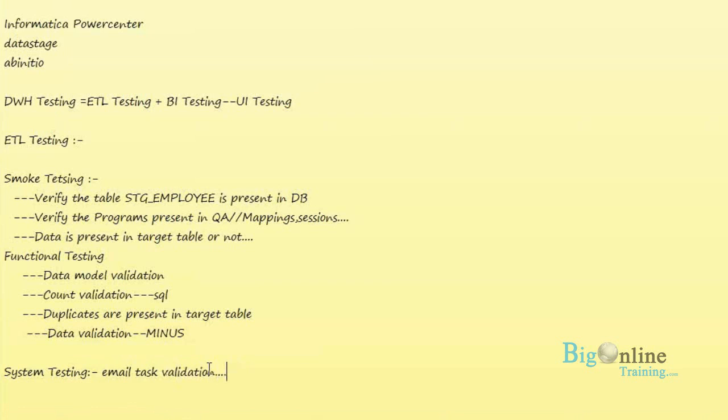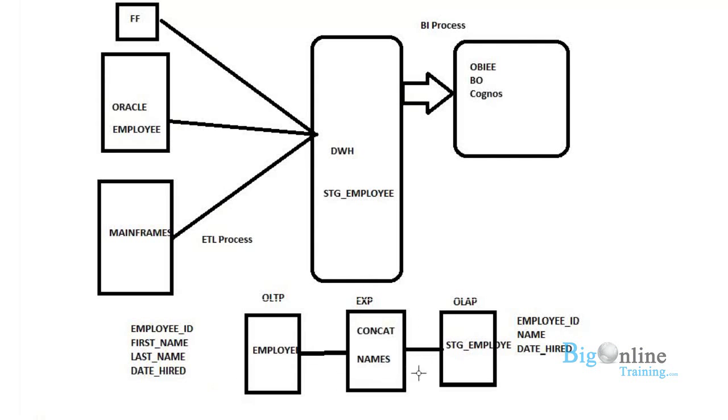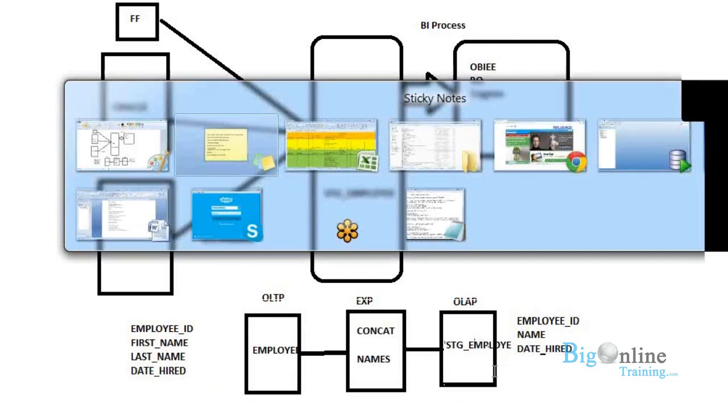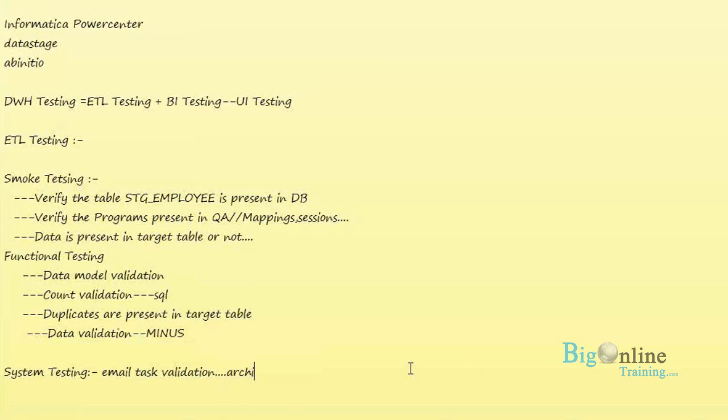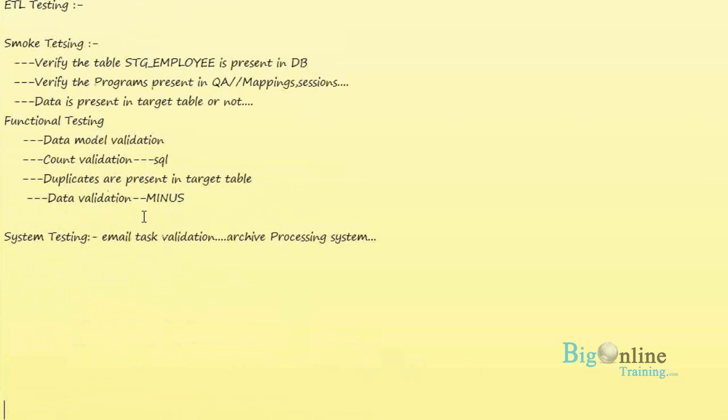process. Suppose you have an ETL program which is generating a file, and that file they're sending to the customer, and at the same time they're archiving that file. Whether the archive process is working fine or not, all those things will be validated as part of the system testing as well. We will see how we are going to do that. Likewise, we'll perform different types of testing. So this is just an introduction about how ETL testing will be carried out by using SQLs.